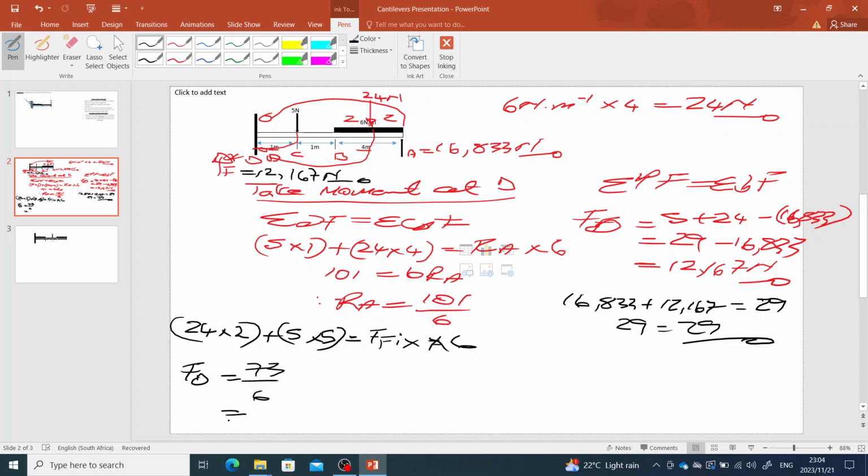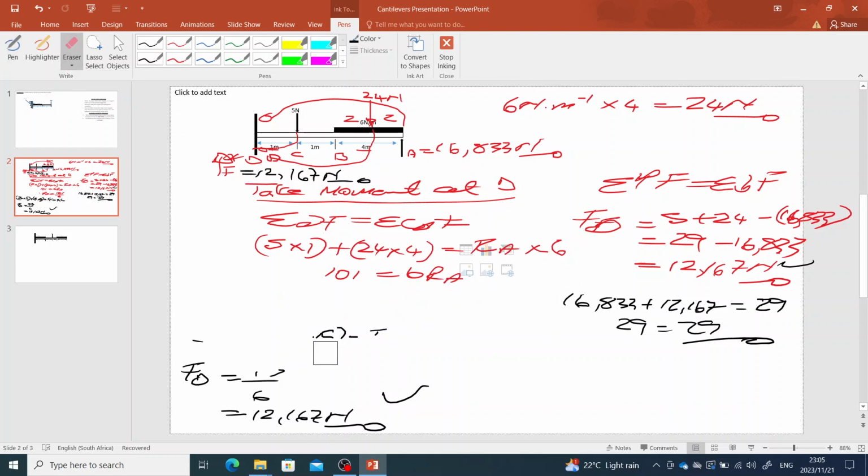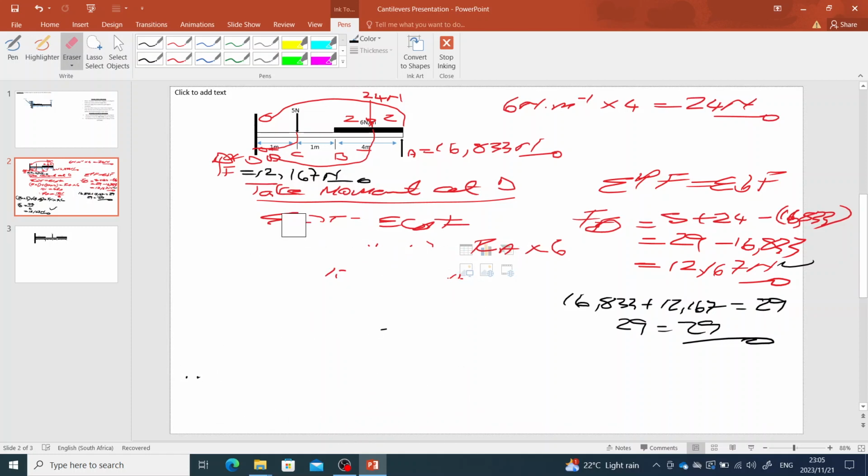73 divided by 6, you get your answer as 12,167 Newton. Now, either way, it doesn't matter. Whether you want to take this route or that route, when coming to cantilever, you will be marked correct. Then from there, let's wipe so as to be able to draw the shear force diagram. We've managed to calculate the two unknown forces.